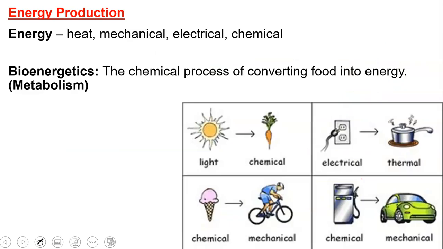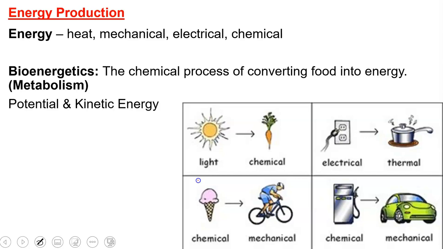So how do we produce energy? Energy, if you recall from chapter 2, comes in two forms. There's potential and kinetic energy. And energy can be in lots of different forms. It can exist as heat. It can be mechanical energy, electrical energy. We have chemical energy stored in the bonds of our macromolecules or in our molecules in our body. And so bioenergetics here is just the fancy term for metabolism. And this is the chemical reaction process that involves converting the food that we ingest into energy.